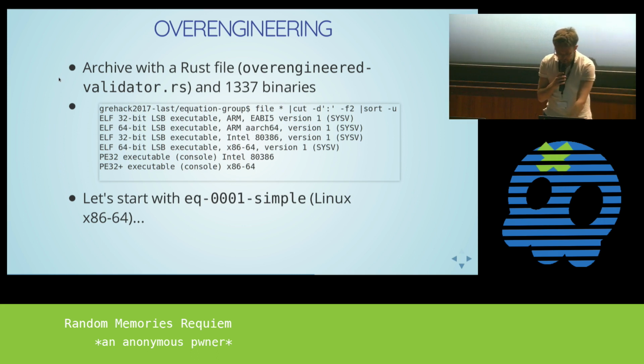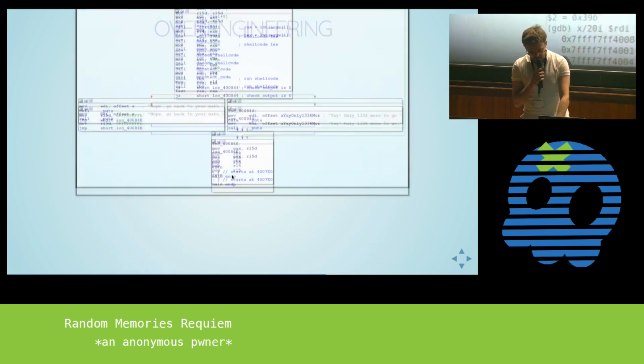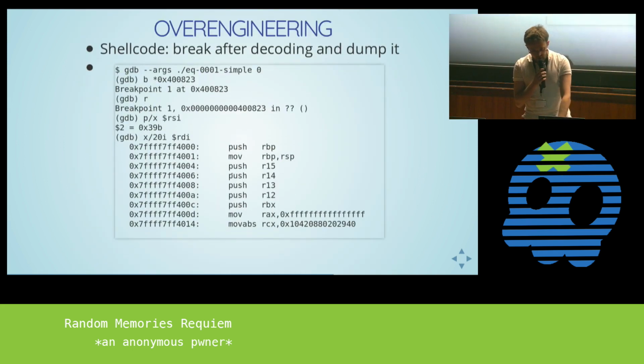So if we take the first one, we open it in IDA, and we see what it looks like. Basically it just takes an input on the command line. It will reserve a page of memory, decode some shellcode, set this page as executable and call the shellcode. If the shellcode returns 0, it's fine. If it doesn't return 0, it's not fine. So what we basically need to do is to give an input to this program so that the shellcode generates 0. So first thing we need to do is to dump the shellcode.